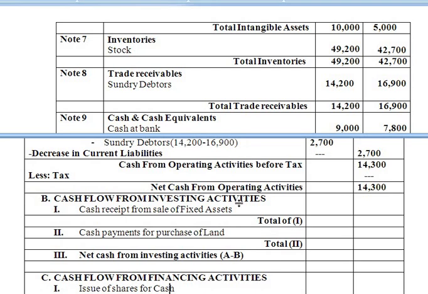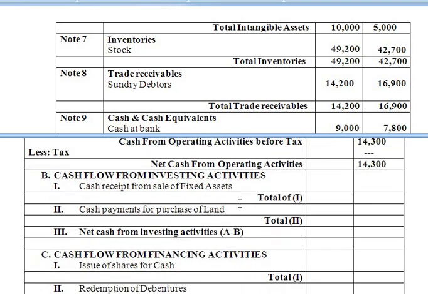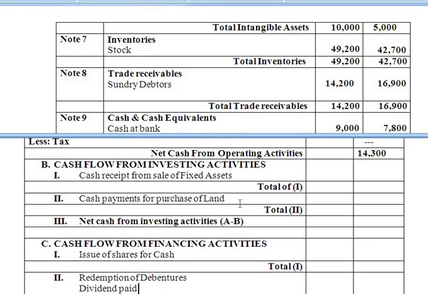Next one, second one is cash flow from investing activities. Whatever capital or sources of cash you have received, in which assets or for what purposes you have used that cash, or what investment you have made, all that information will come here in cash flow from investing activities.